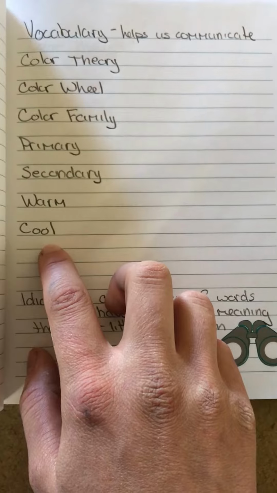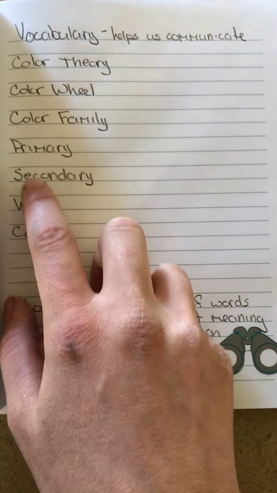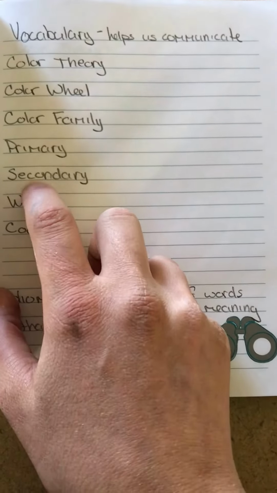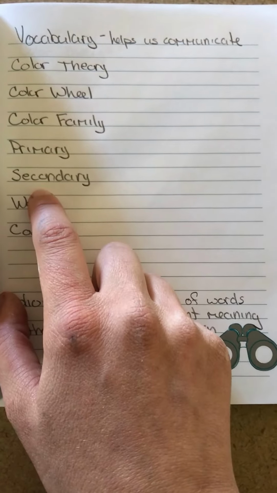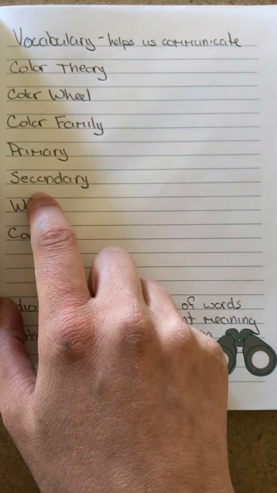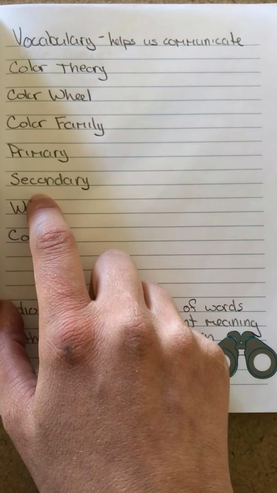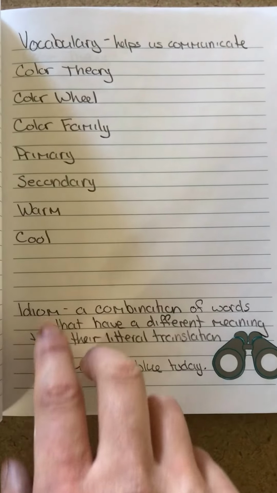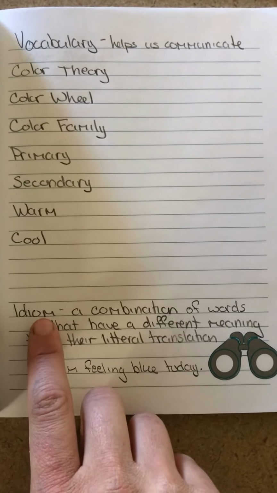I'd like you to pause for a second here. Let's look at primary and secondary. Is there anything that you know about these words that you've run into in history? And if you have, how do you think it translates to color? Your last word is idiom.